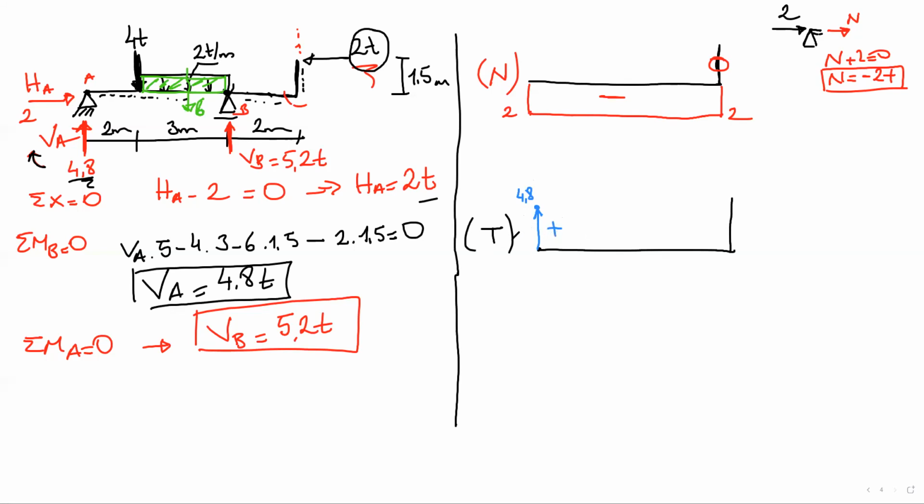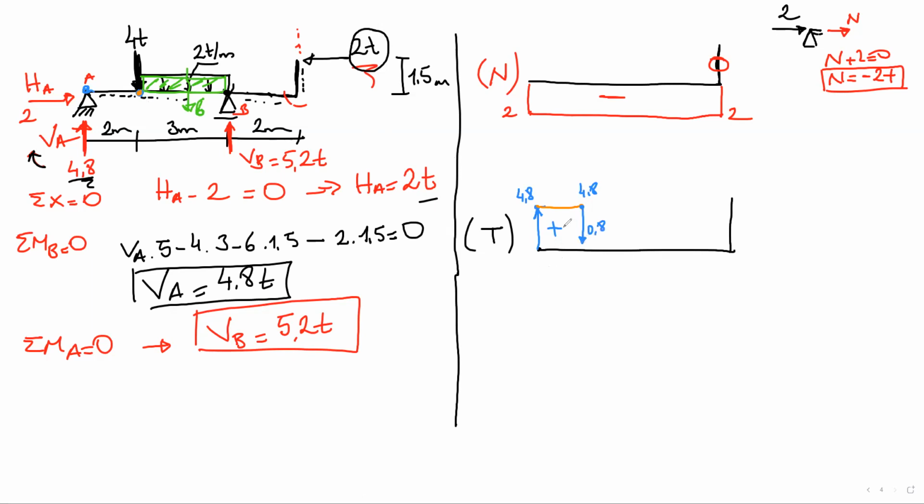And now, from this point to this point, there is nothing. So the shear force diagram goes horizontal till this point. Now we are here. There is a point load over there, which is 4, and it goes down. Put it over here. The magnitude here is 4.8 minus 4. This point is 0.8.